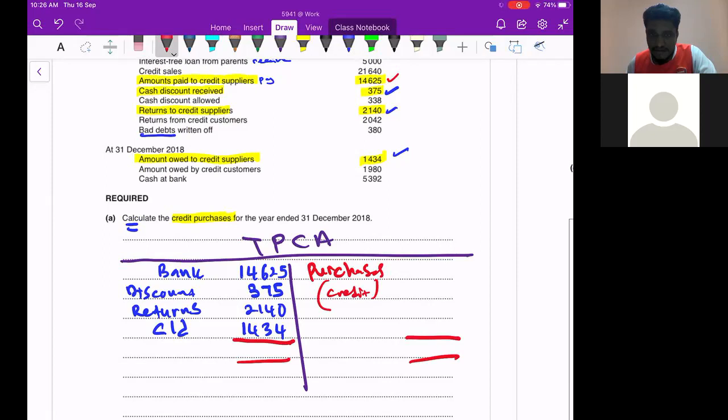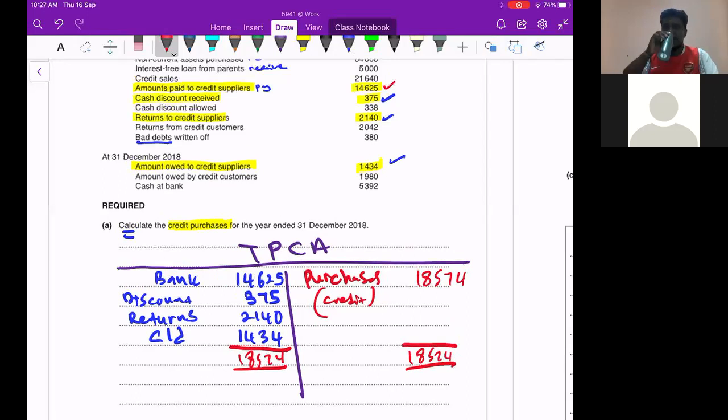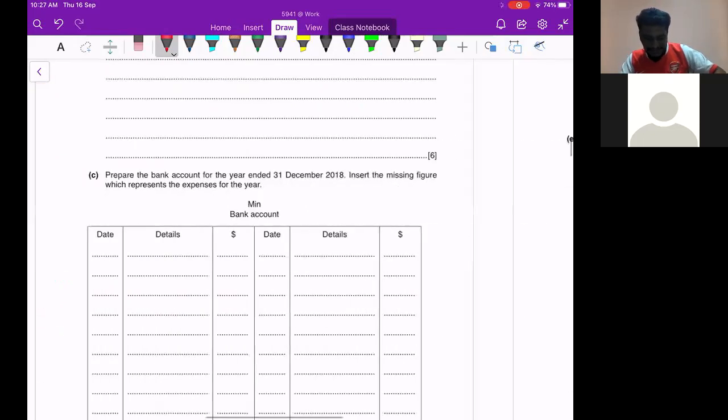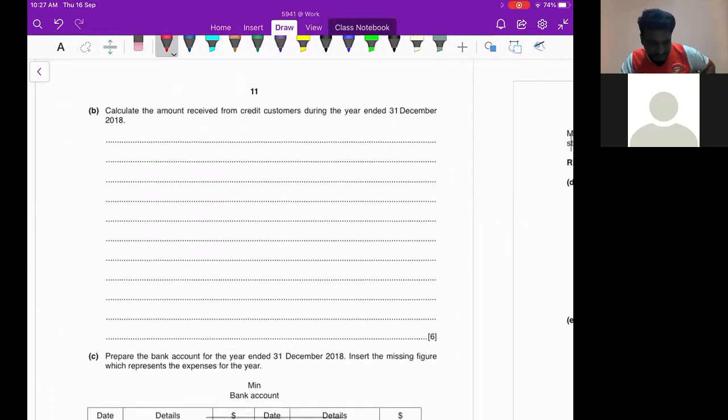1462537521401401434. I get 18574. That's my credit purchases. Simple. Any problem on the credit purchases? Okay, no problem. I will continue with the next one.